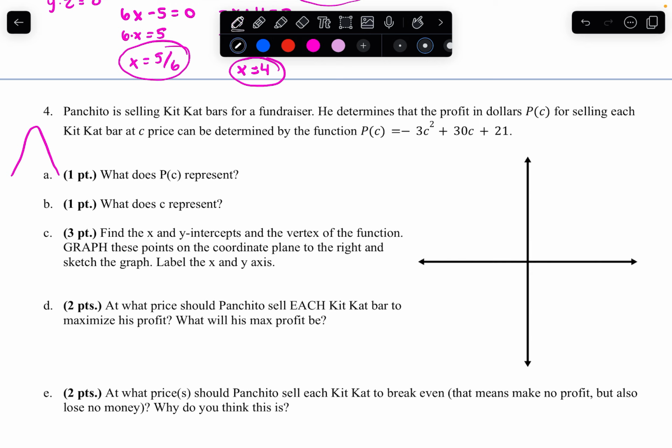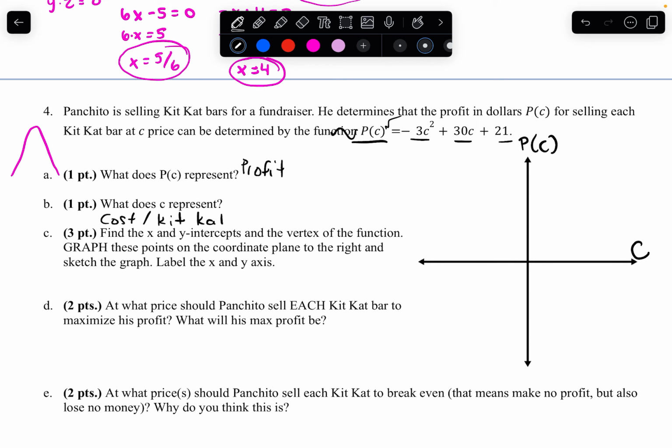What else do we know? We know that P of C is an isolated variable, meaning there's nothing in front of it, there's nothing behind it. So this has to be my output. Now, the variable that does have things going on for it, that one will be your input. So C is the value that goes on my x-axis. So I have a function here. I have a relationship between the cost of each Kit Kat bar and the profit that Panchito makes from selling each Kit Kat bar. Profit, and then cost per Kit Kat bar.